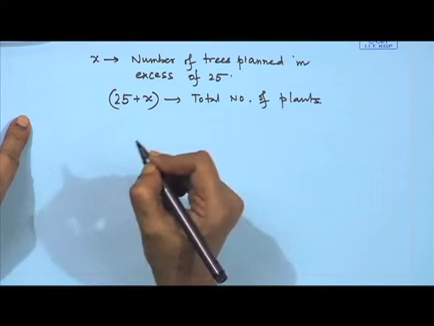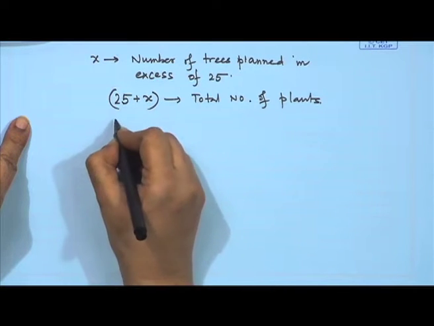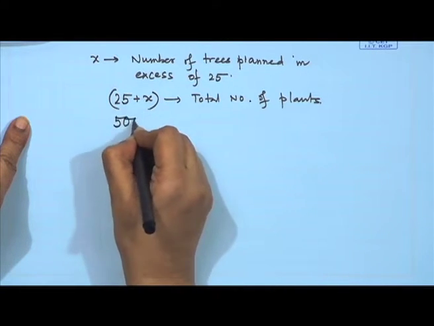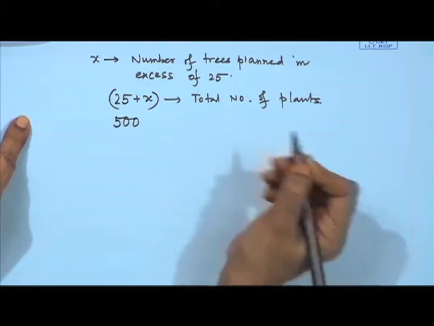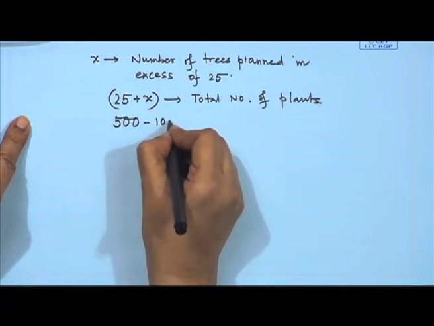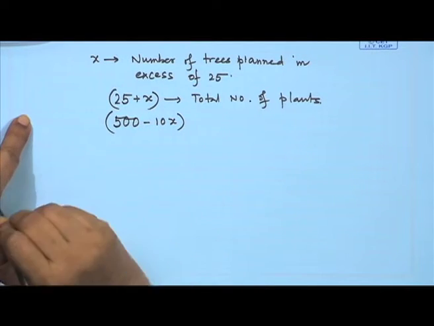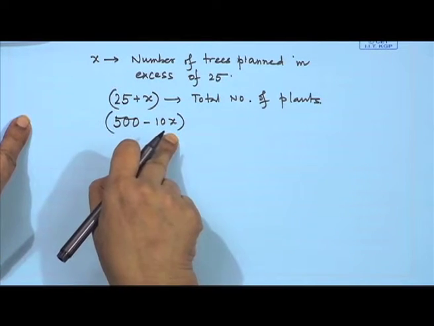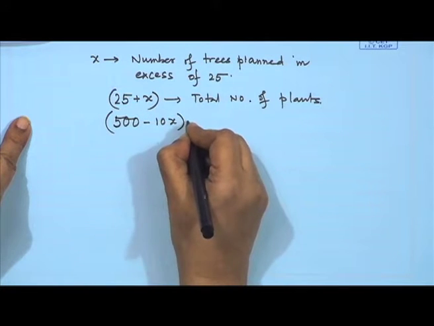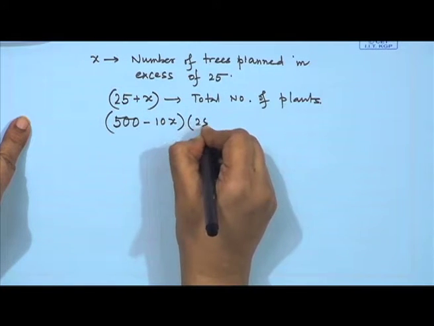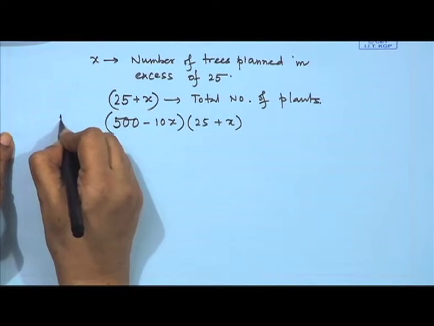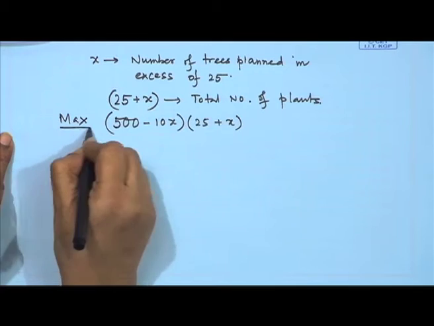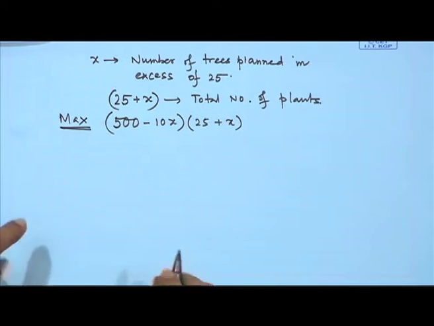Okay. Now, how much yield will I get? If it is normal, we will get 500 into 25 plus x, but this is not normal, there are x additional trees, that is why I will get 500 minus 10x, okay, and the total yield would be this into 25 plus x. Now, I have to maximize this, because I have to maximize the total yield, alright.